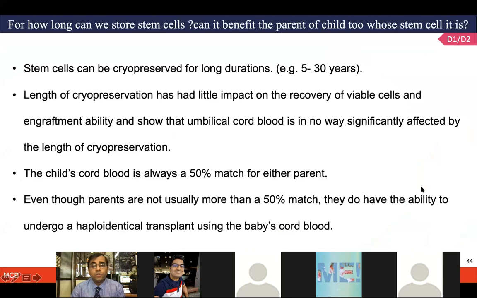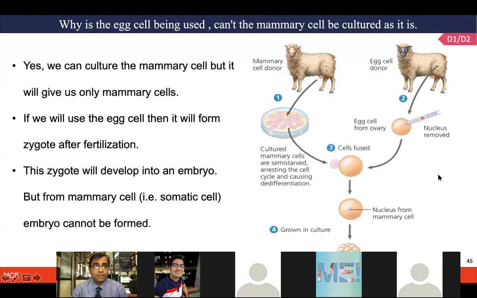For how long can we store stem cells? We can store them for a long duration, and they usually don't go bad. If you store them cryopreserved at -80 degrees, those kinds of temperatures, with the proper preservatives, they will not go bad in the long term. And yes, the parents can also use these in haplo-identical transplants, where people can use the baby's cord blood as well, which can have almost a 50% match. So not 100%, but a 50% match.